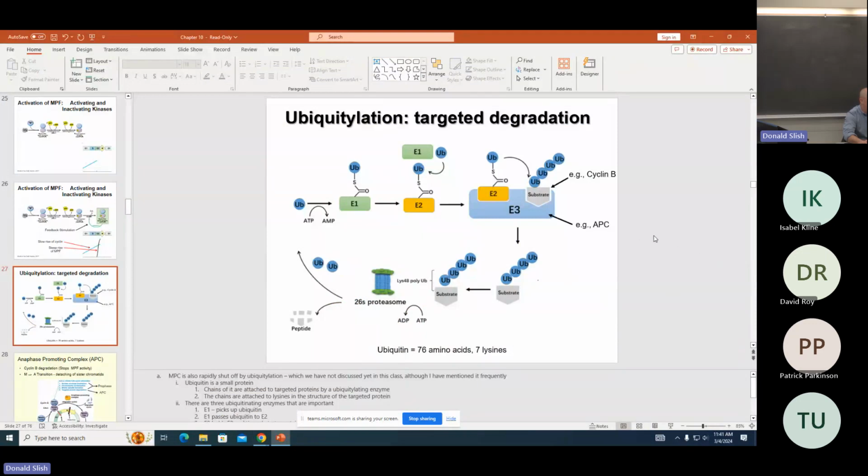So in the current case, our E3 ligase is called anaphase promoting complex, APC. And that's what we're going to talk about next, APC. Because APC is going to be key to breaking down cyclin B and getting the cell through that metaphase-anaphase transition.